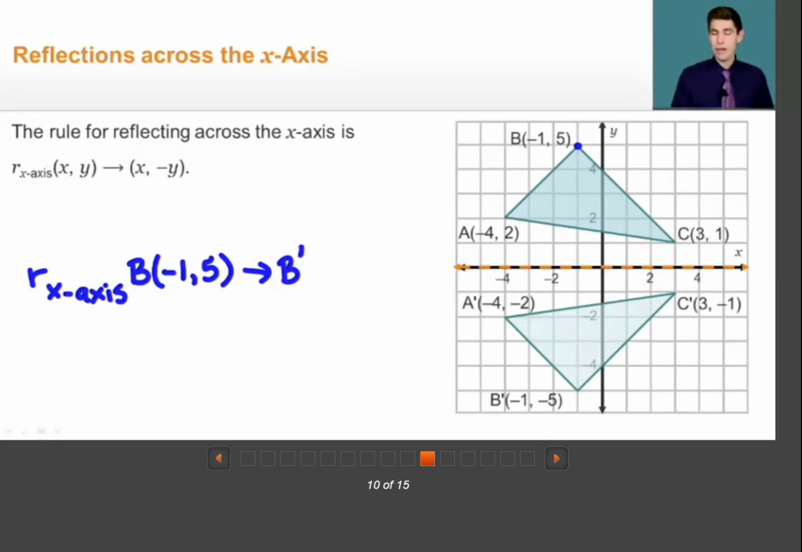Now the output is going to be at B prime, and if I follow the rule, I know that the x coordinate will remain the same, so I'm going to leave this as -1, and the y coordinate is going to be negated. So I'm going to take that 5 and make it -5. Since I have the reflection already on the coordinate plane here, I can see that B prime is indeed located at -1, -5. So this rule does hold. Now you're ready to determine the image of a vertex.